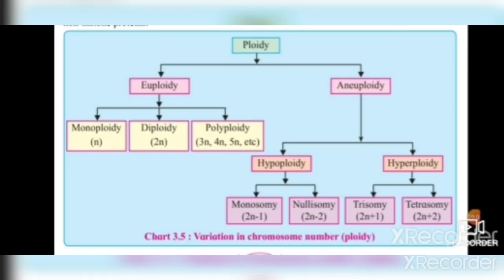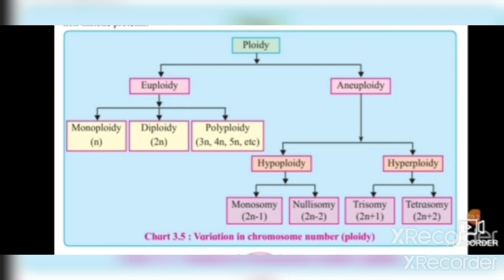Here is the variation in chromosome number, ploidy, divided into euploidy and aneuploidy. Euploidy shows monoploidy, one set of chromosomes; diploidy, two sets of chromosomes; polyploidy, 3n, 4n, 5n, etc. And in aneuploidy, hypoploidy and hyperploidy.